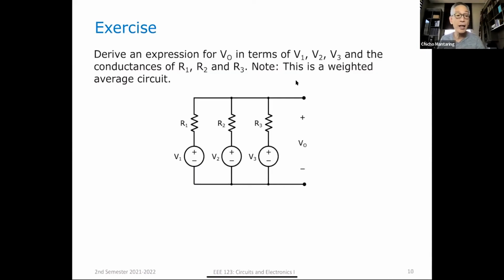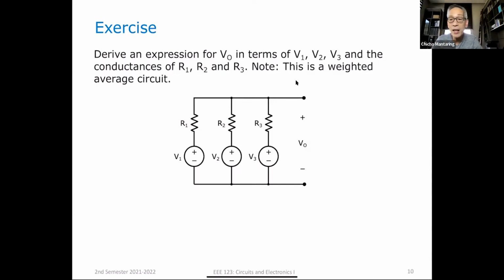Okay, here's an exercise. Derive an expression for V of O in terms of V1, V2, and V3, and the conductances of R1, R2, and R3. Now, this is a specific purpose circuit. This is called a weighted average circuit. And the reason for it being a weighted average circuit, you're going to see in your expression. Okay, so this is very straightforward.